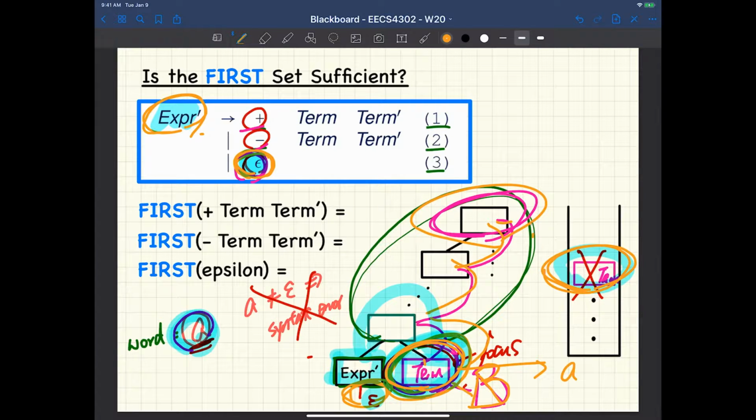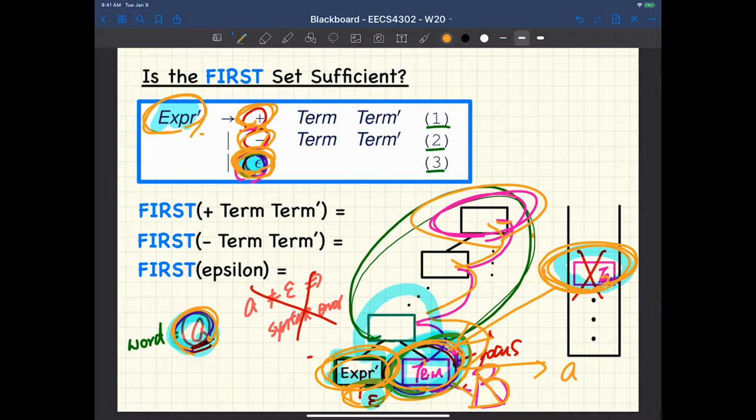Let's say somewhere in the middle of building my parse tree, currently it's simply expression prime. I'm trying to expand. Now I'm facing a choice: either I go for plus, or minus, or epsilon. In this case, I will go for epsilon simply because plus doesn't match the current word, which is A. Minus also doesn't match the current word A, so I have no choice. And if I choose epsilon, I may succeed or fail later. I don't know. It depends on exactly how this particular current node is going to help me.